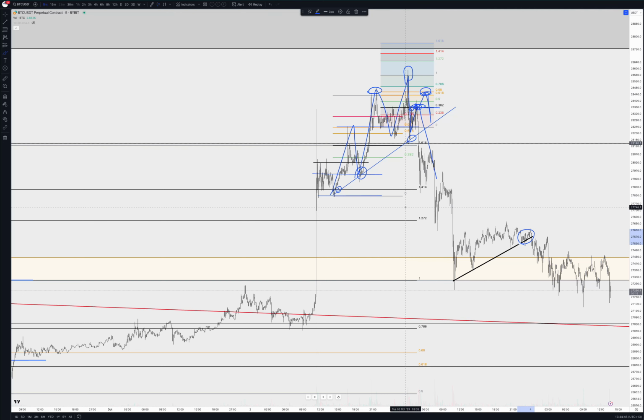Hopefully you get some understanding on what to look for in terms of liquidity and levels, and then for a good trade entry.